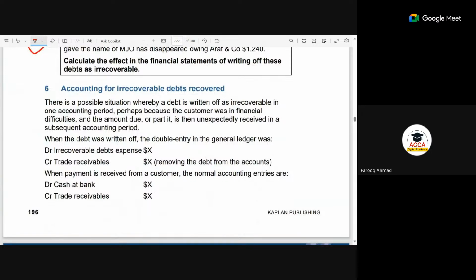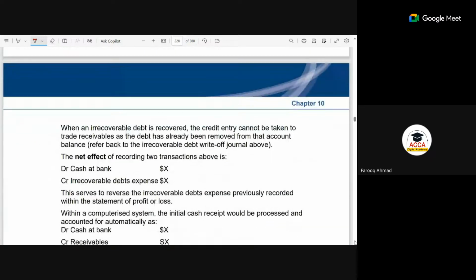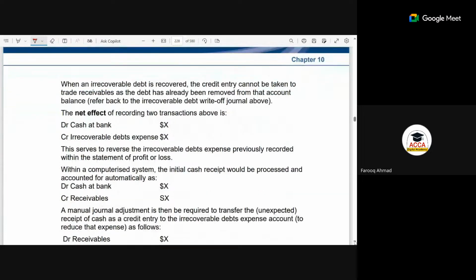Accounting for irrecoverable debts, how you will account for them. When a debt is written off, a double entry in the journal and ledger happens. So debit irrecoverable debt expense and credit trade receivable, removing the debt from the accounts in your ledger account. When payment is received from the customer, the normal accounting entries are cash at bank and trade receivables. The net effect is also there for recording this transaction.